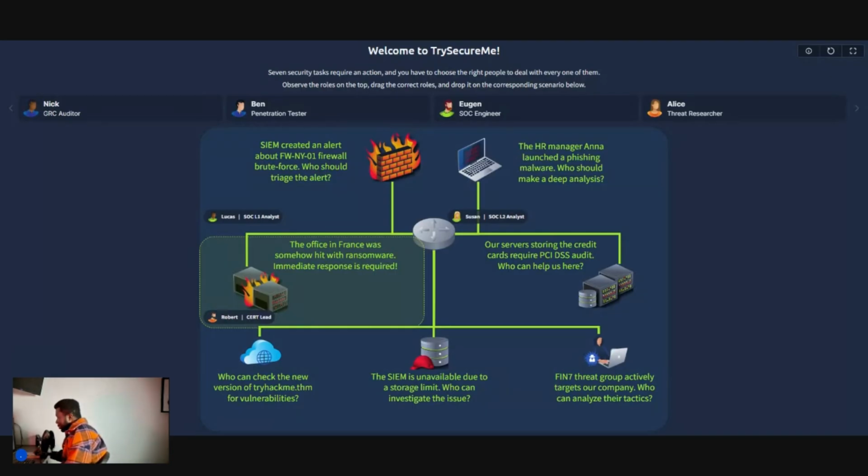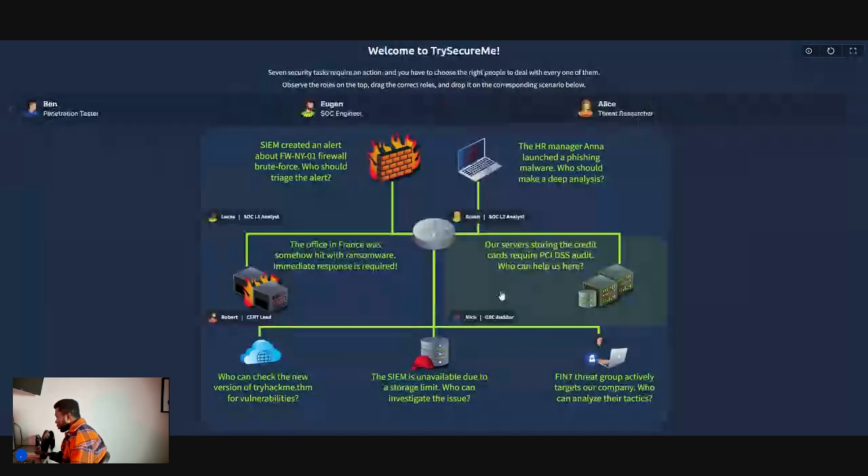Now let's see. The next is our server storing the credit card requires PCI DSS audit. Who can help us? Now, this boils down to the GRC, because GRC is an aspect of cybersecurity that has to do with compliance, and PCI DSS audit has to do with complying with the policies slated by this body, and that's why GRC will be moved to this part.